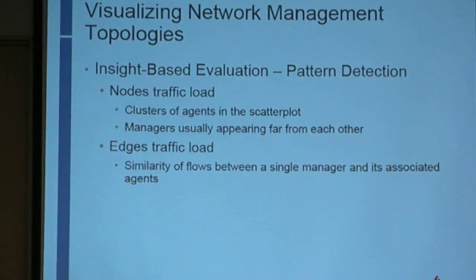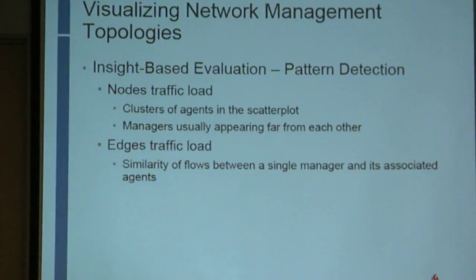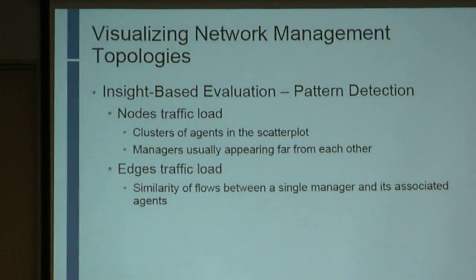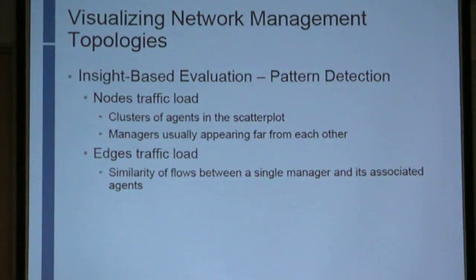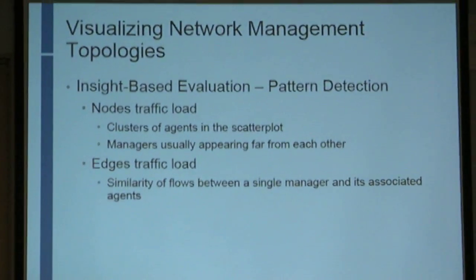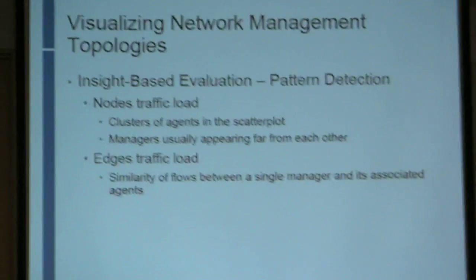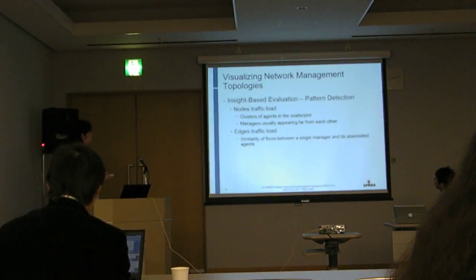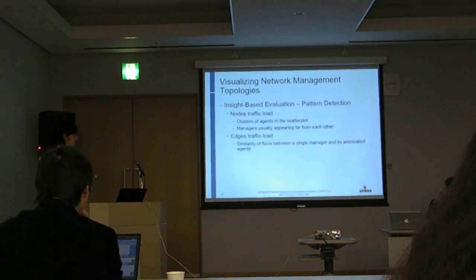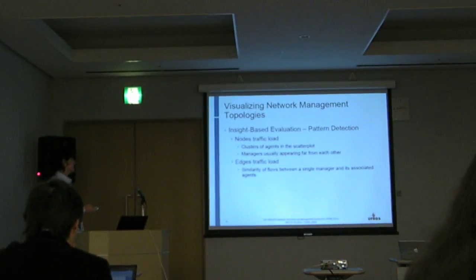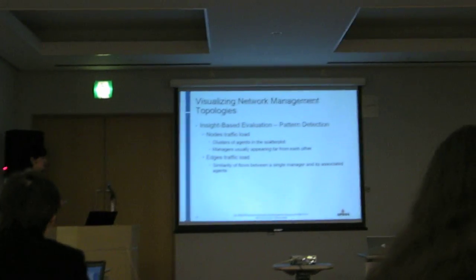For pattern detection in this visualization, we could identify two patterns, which were node traffic load and edge traffic load. We could identify in our research that nodes tend to form clusters of agents in the scatter plot, and managers usually appear far from each other. And when it comes to edges, we found that the similarity of flows between a single manager and its associated edges was something that we can see in the scatter plot.